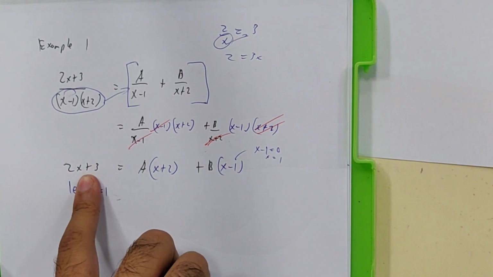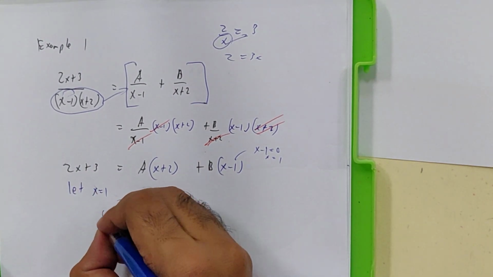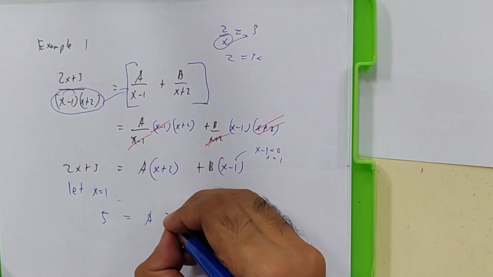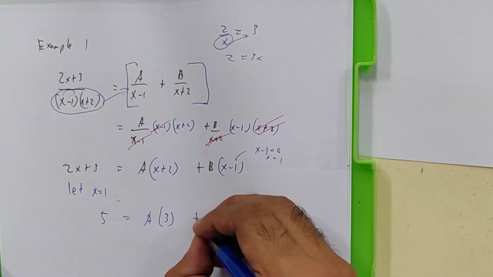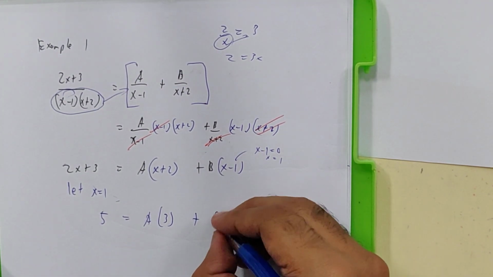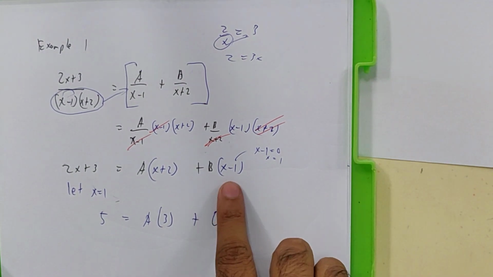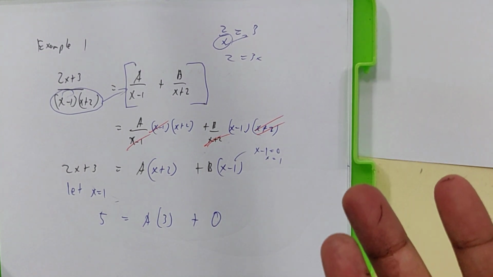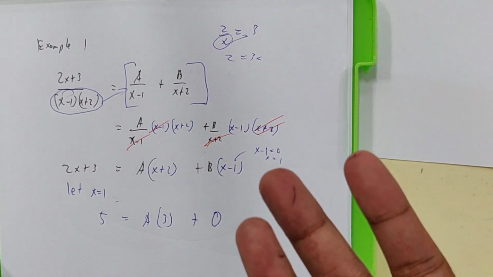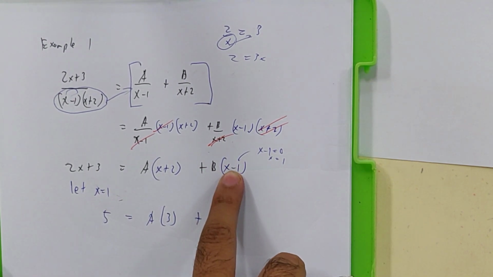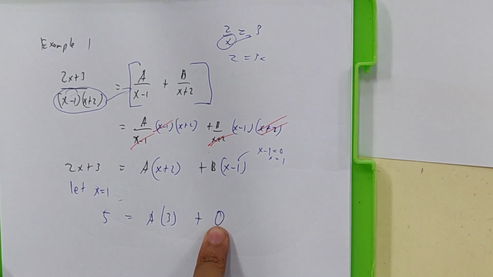What happened to the left? 5. What happened here? 3a plus 0, because 1 minus 1. Okay? Do you want me to repeat that again? Please raise your hand. So we declare x equals 1, right? So 1 minus 1, what do you get? 0.